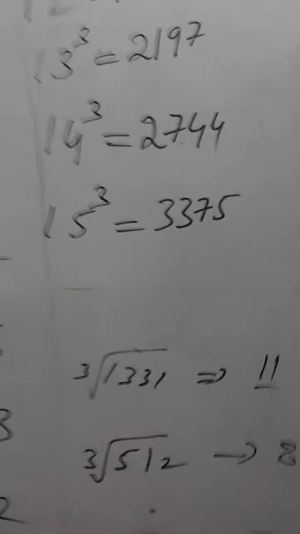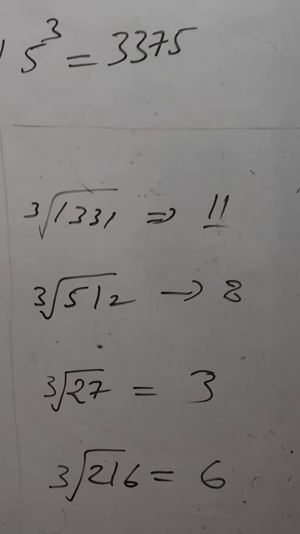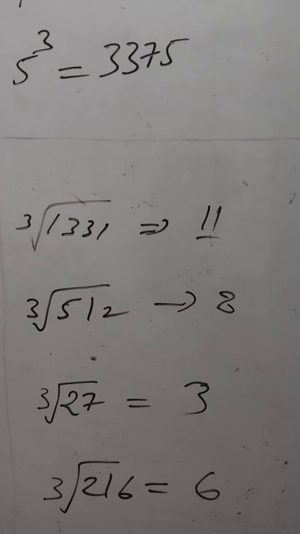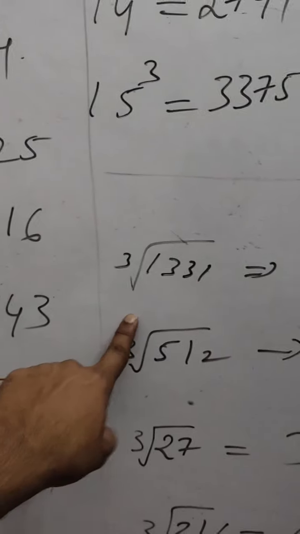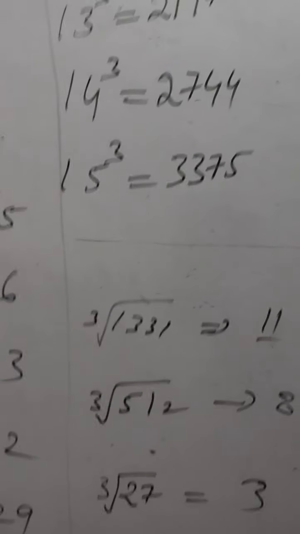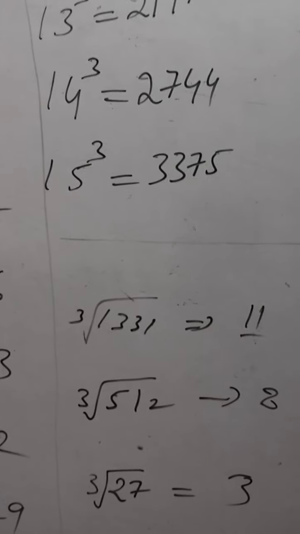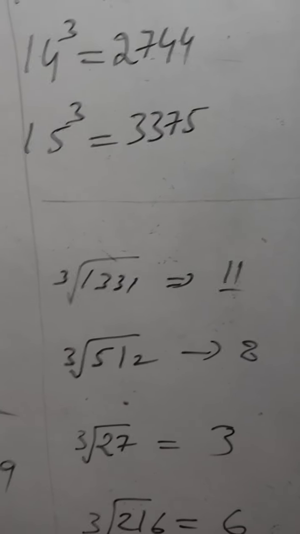So let's see another example. Cube root of 1331 is equal to 11. You can say directly because we already saw here 11 cube is equal to 1331. So if they give this type in the examination, we can directly put 11. Cube root of 1331 is 11. Cube root of 512 is equal to 8.